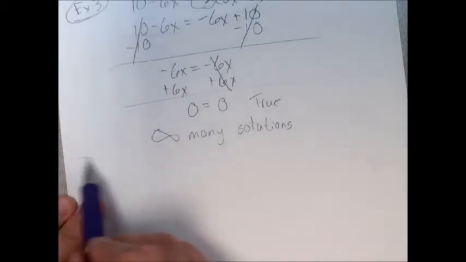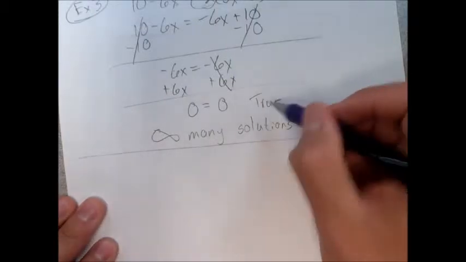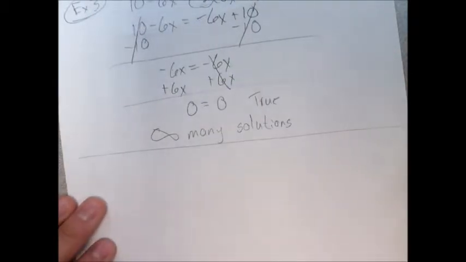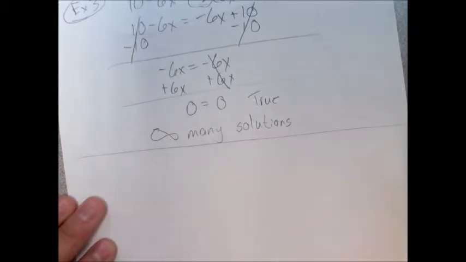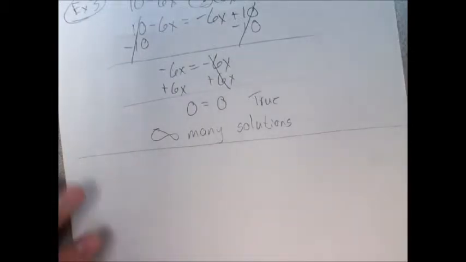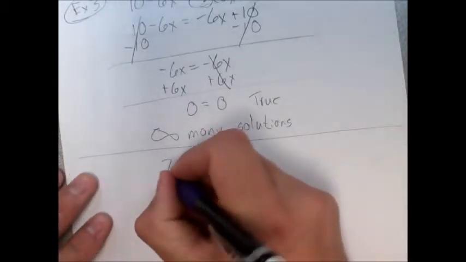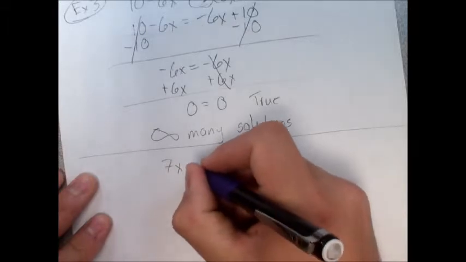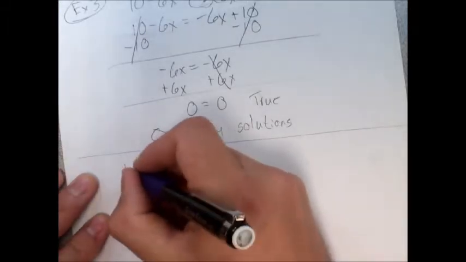So when it's true, it's infinitely many solutions. What do you think is going to happen if you get something that's wrong, like 10 equals 0? It's going to be false, obviously. But how many solutions do you think you'll have? None. Okay, so next example, part B.